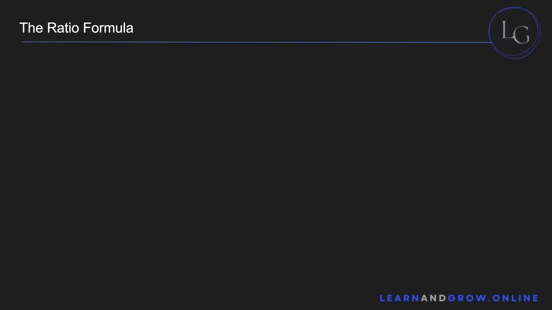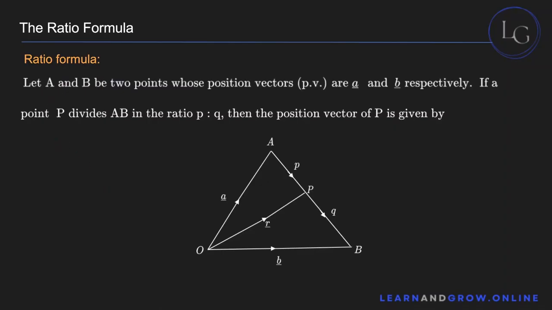Now let's discuss the ratio formula. It says here that let A and B be 2 points whose position vectors are a and b. So these are the points A and B. This is A and this is B. And the position vectors of these points obviously are a and b. The position vectors are basically the vectors running from the origin O. So the position vector a is equal to the vector that runs from O to A, so a is equal to OA. Similarly, b is equal to OB. I've discussed what position vectors are earlier, so if you do not know what they are, please refer to that video.